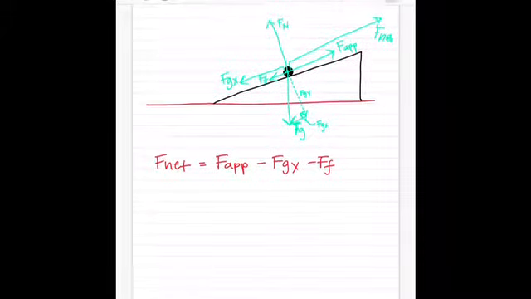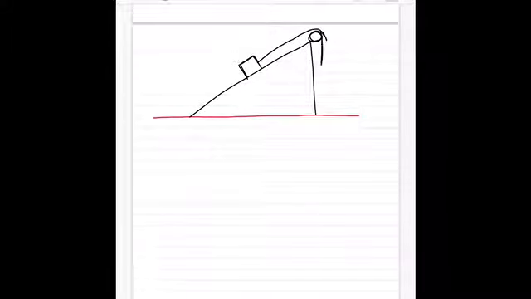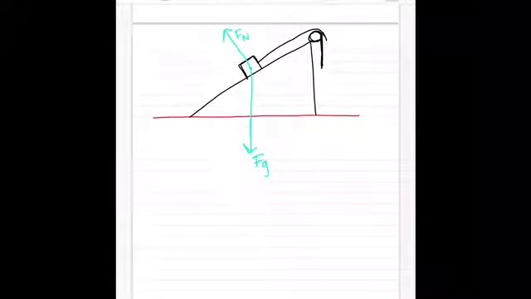Okay. Let's do one more type that you may come in contact with. All right, so we have a very large box here, and it is being pulled up the hill. There's like a little wheel right here that's pulling it up the hill. Okay, so let's draw the free body diagram. From the center, straight down, FG. Perpendicular to the surface, FN.